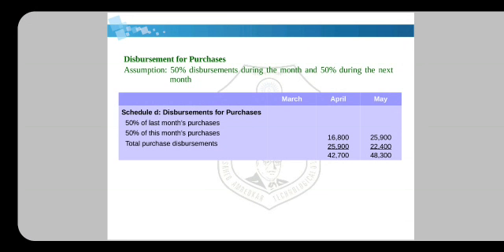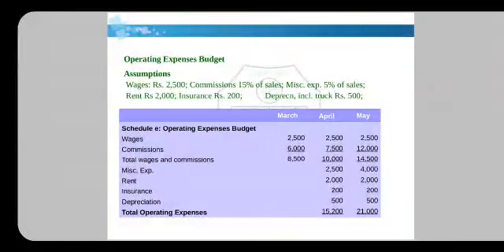So total purchase disbursement will be 16,800 plus 25,900. So that will be 42,700, and 25,900 plus 22,400, that will be 48,300. So this is the disbursement for the purchase.